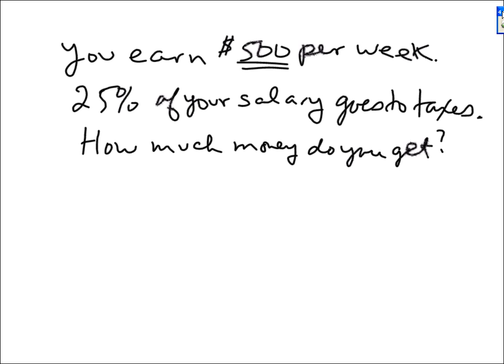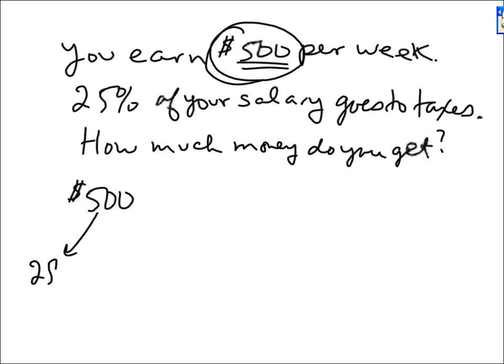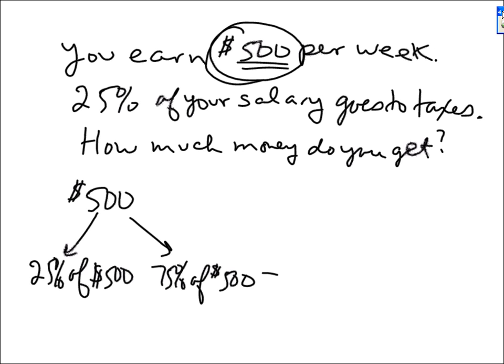Okay. Well, if they take away 25% of your salary, you must get 75% of 500. I mean, there is $500 that's being split up. Somebody, the government, gets 25% of the $500. You get the remaining 75% of the 500. I'm just reading this left to right. 75 is 75. Percent means divide by 100. Of means multiply. You must know your vocabulary.